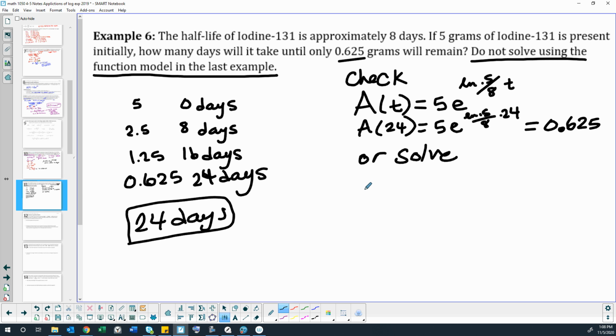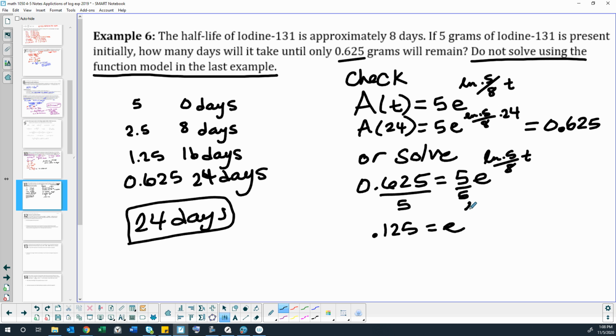So the other way we could do this is by saying, okay, well, we want to have 0.625 left, and our model says that it's going to be 5 times e to the natural log 0.5 over 8 times t. This time we're solving for t. So again, we have to do our little isolate, right? So 0.625 divided by 5 is 0.125 equals e to the natural log 0.5 over 8 times t. So then we're going to do the natural log of both sides. So natural log of 0.125 equals the natural log of e to the natural log 0.5 over 8 times t.